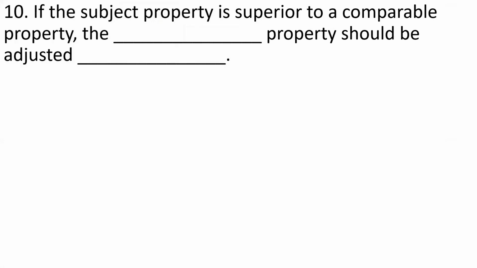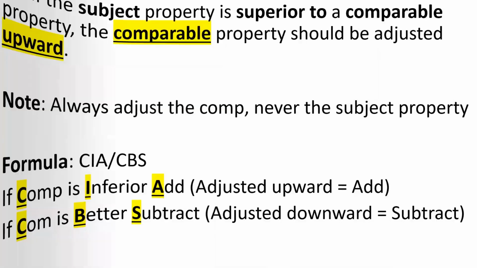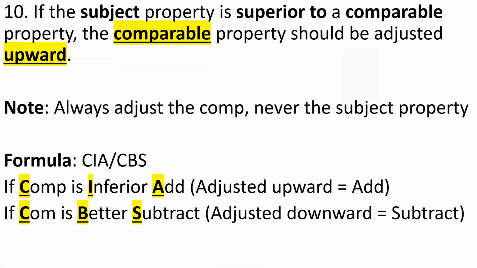Number 10, if the subject property is superior to the comparable property, the blank property should be adjusted blank. Well, here, if the subject property is superior to a comparable property, the comparable property should be adjusted upward.